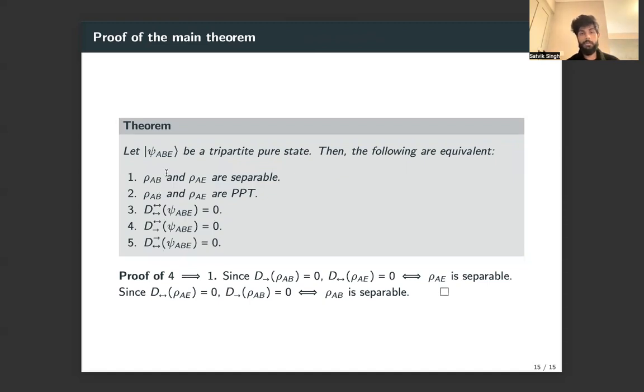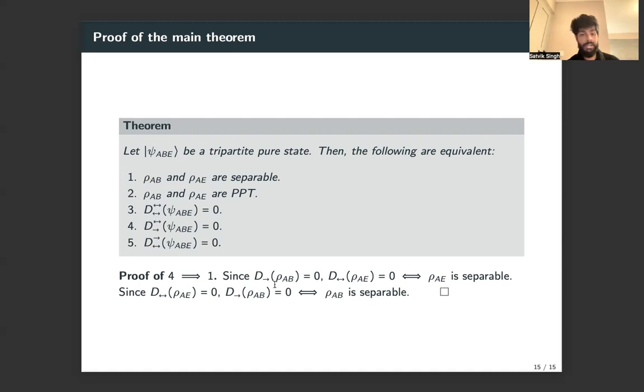So let me recall what our main theorem was. Our main result basically said that if you have a tripartite pure state psi ABE, then these 5 statements are equivalent. Now, note again that forward implications are again trivial to obtain. 1 implies 2, 2 implies 3, 3 also implies 4. And so let's just see how we can obtain the first statement from the fourth one.